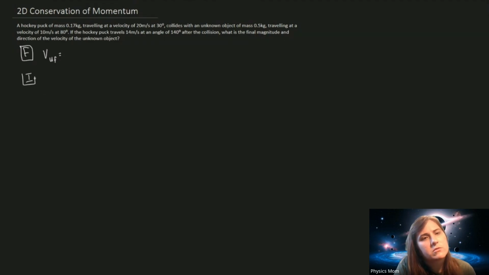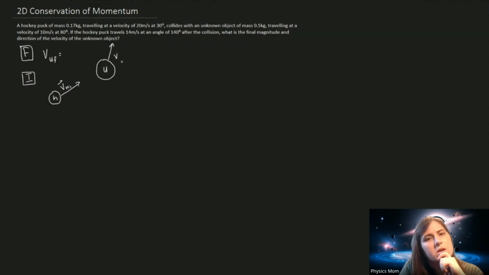Next, our image. Draw our hockey puck. We'll call this H. It's traveling at 30 degrees, which is more realistically about there. We'll call this V, H, I, the initial hockey puck velocity. It's going to collide with some unknown object. Oof, the unknown object's bigger. You can see how bad I am with circles. We'll call this U. It's traveling about 80 degrees, not quite 90 degrees. So this is V, we'll say U, I, with a little arrow above to denote its velocity. That's roughly a good idea in terms of image, just so I can picture what they're doing.